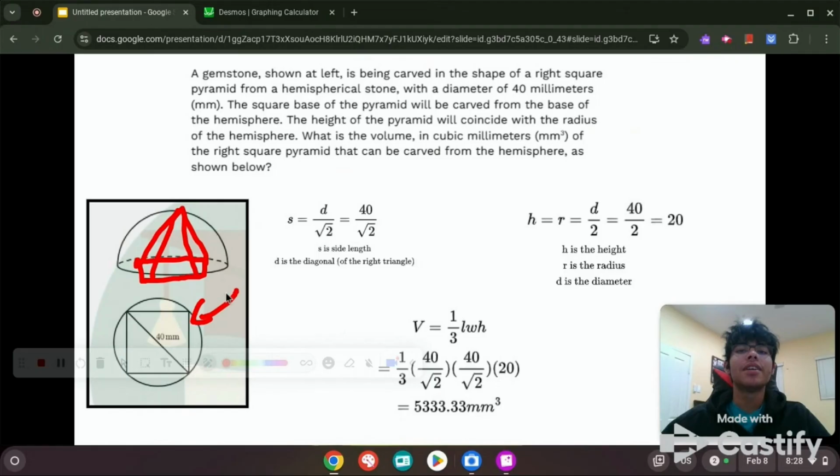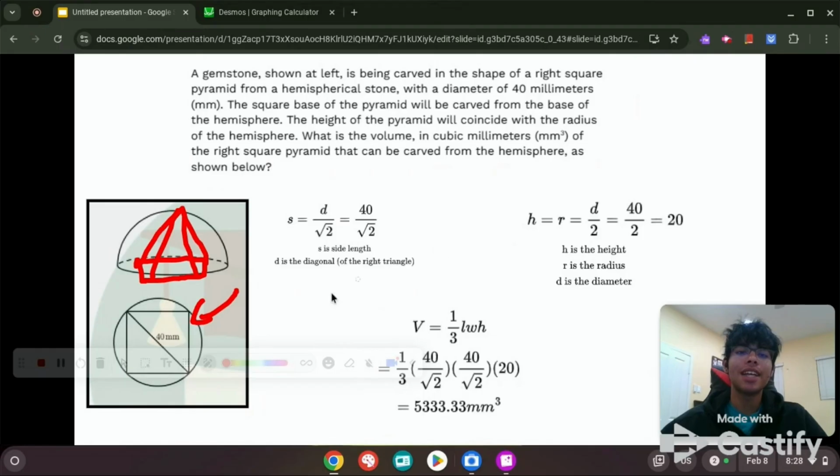So how do we solve this? We know that the volume of a pyramid, or a rectangular pyramid, is V equals 1/3 times the length, width, and the height. Well, in this case, we have a square base, so that means it's just going to be the side length squared, which is why we have the number here squared.